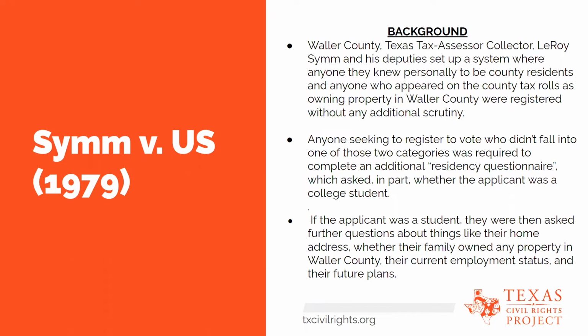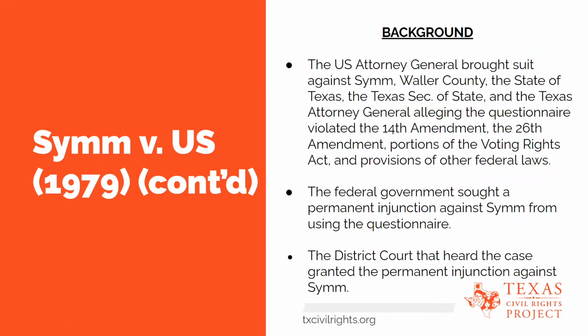The U.S. Attorney General brought suit against Sim, Waller County, the state of Texas, the Texas Secretary of State, and the Texas Attorney General, alleging that the questionnaire violated the 14th Amendment, the 26th Amendment, portions of the Voting Rights Act, and provisions of other federal laws. They actually sought a permanent injunction against Sim from using the questionnaire.